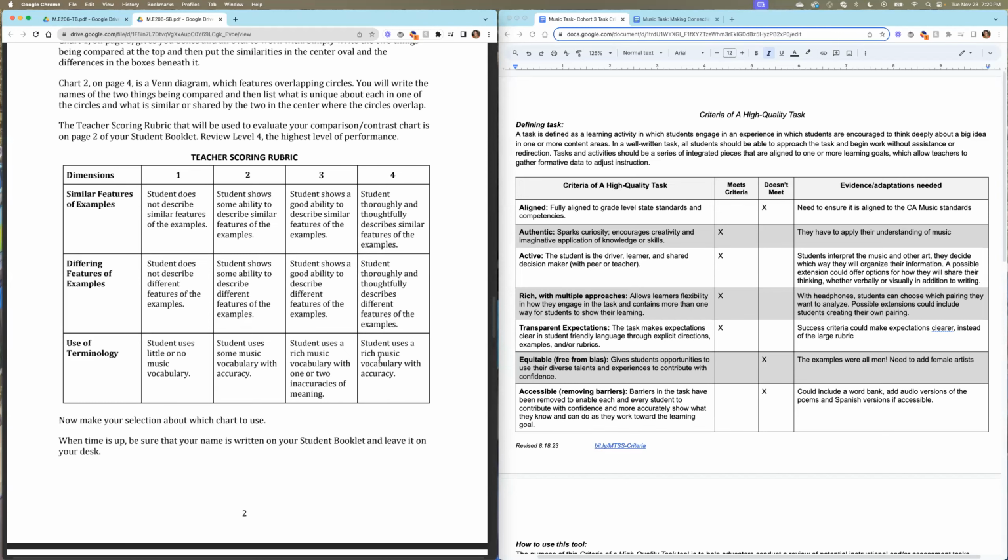Equitable, all of the examples given were men. So there was not a single female artist. While there was diversity within the male artists selected, there were no female artists.